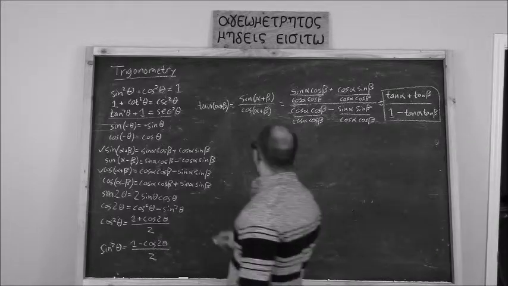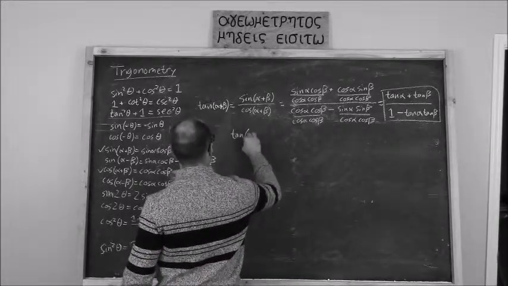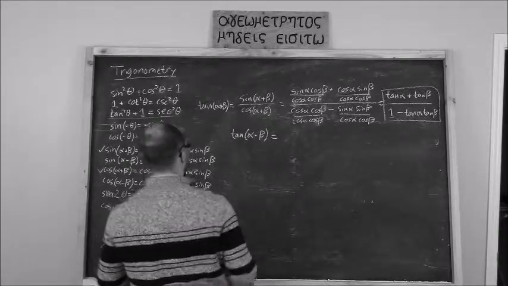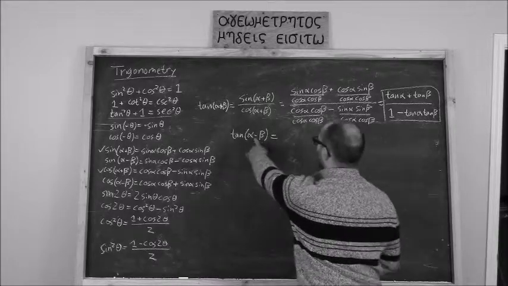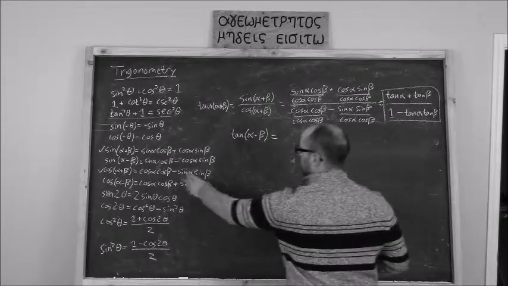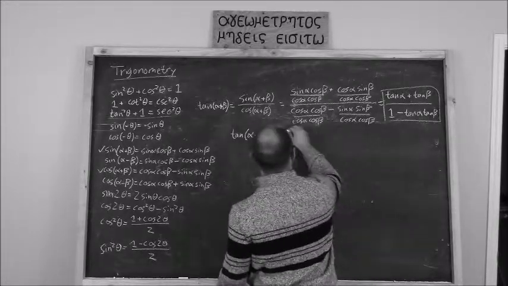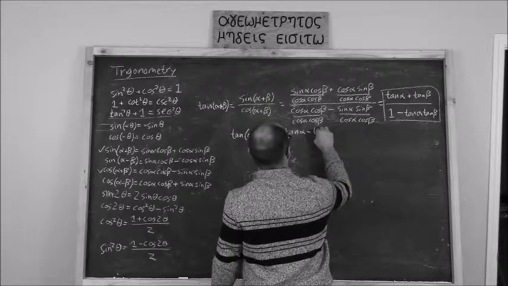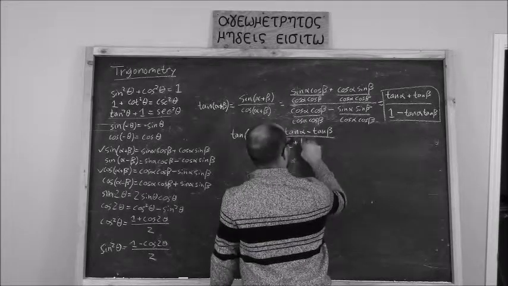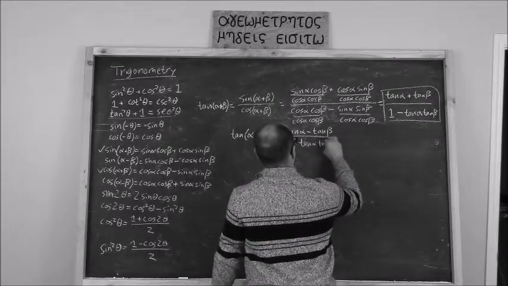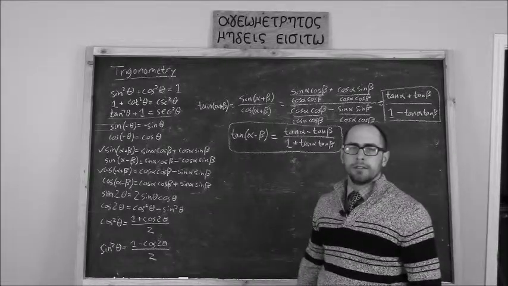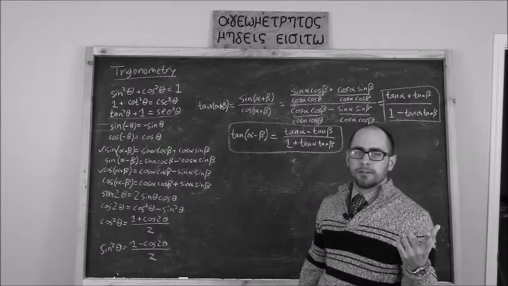Easy enough. Now, you can easily confirm without too much difficulty that tangent of alpha minus beta simply involves this equation and this one. So we're flipping the signs. That's going to be tangent alpha minus tangent beta divided by 1 plus tangent alpha tangent beta. That's the angle difference for tangent. I leave you to go through the details.